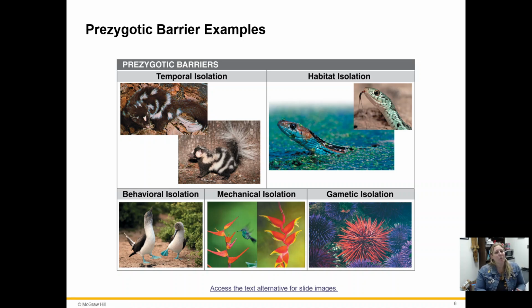Mechanical isolation is when the parts don't fit. Okay, this is a great example here. So this is two different birds of paradise flowers that are both pollinated by the same pollinator. In the first example here, the flower has its stamen and carpels, its pollination parts sticking up. And so as that hummingbird goes in to feed, the nectaries are actually behind that pollinator part. And so the hummingbird gets pollen all on its chin.